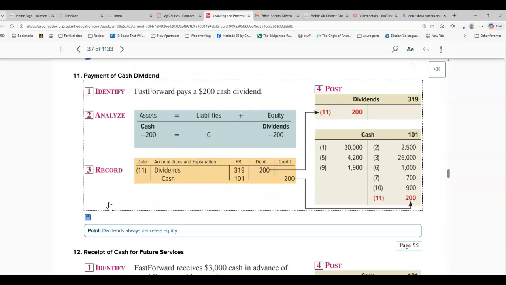We paid a $200 cash dividend. Cash went down, dividends went up, but that decreases equity. So dividends are increased by debit, so we debit dividends, we credit cash in the journal, we post to the ledger, and record our posting references.